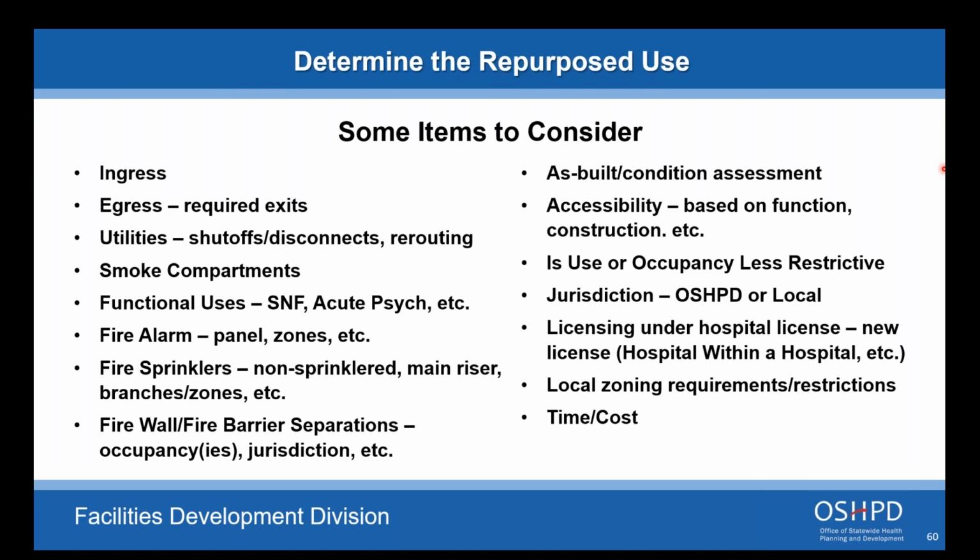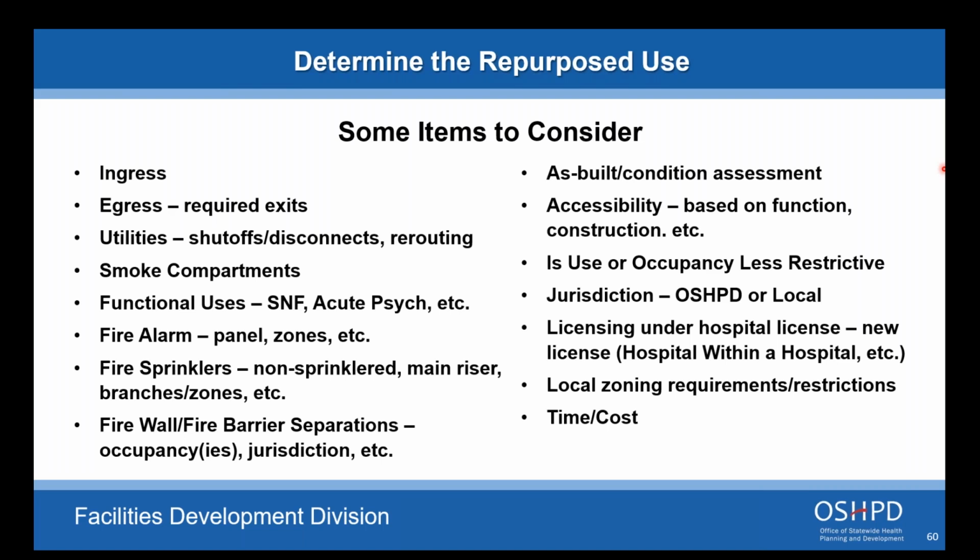Looking at the smoke compartments that remain in the building to make sure that they're functioning properly and you can protect in place. The functional uses can be applied to non-acute buildings, such as skilled nursing facilities, and acute psych can go into those buildings, even though it's considered removed from acute care. Acute psych can be located in there because they do not have the same SPC NPC requirements.